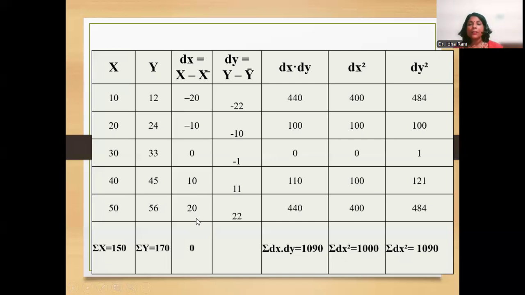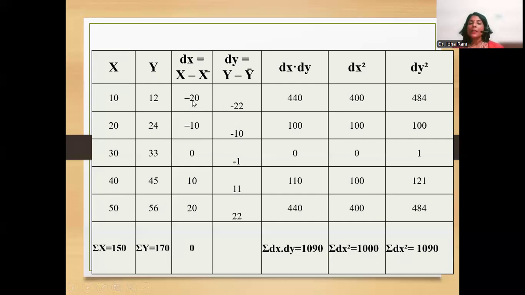Like this I have calculated it here and kept the value of dx. dx is the difference of the x variable from the average of the x variable. Then in the same way we will calculate dy. The total summation of y is 170 here. 170 divided by 5 gives 34. Then y minus y average: 12 minus 34, 24 minus 34, like this the dy values have come.